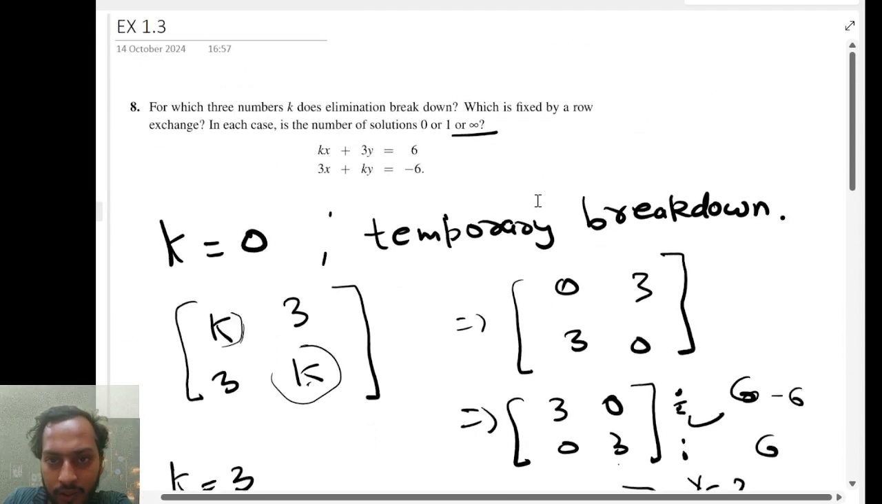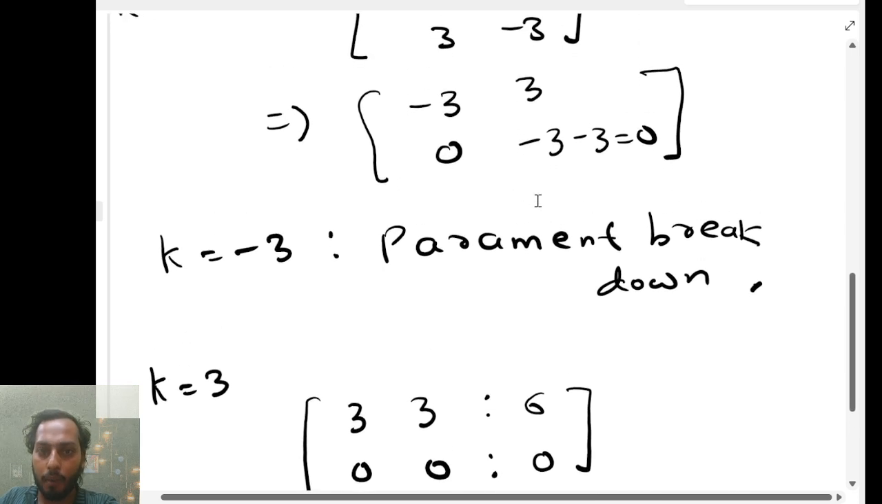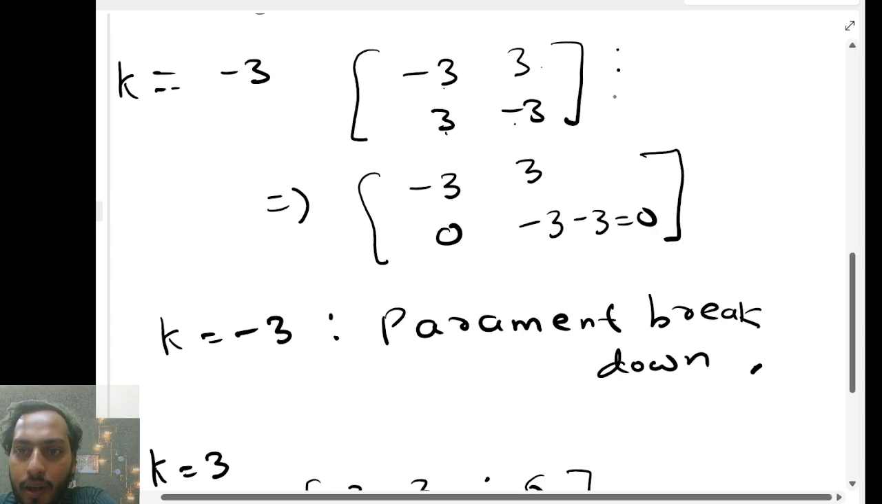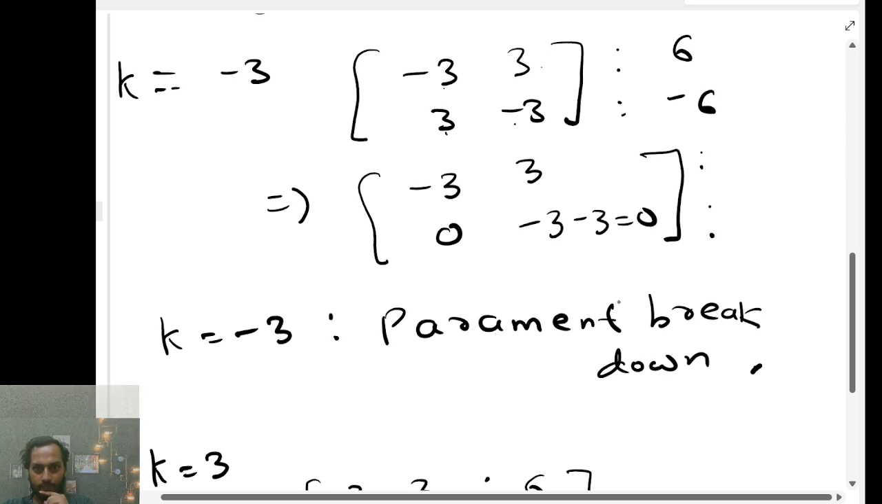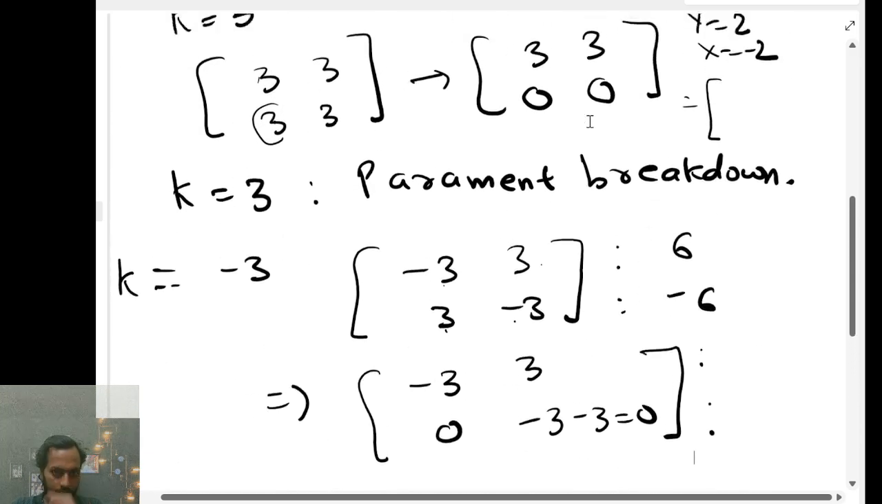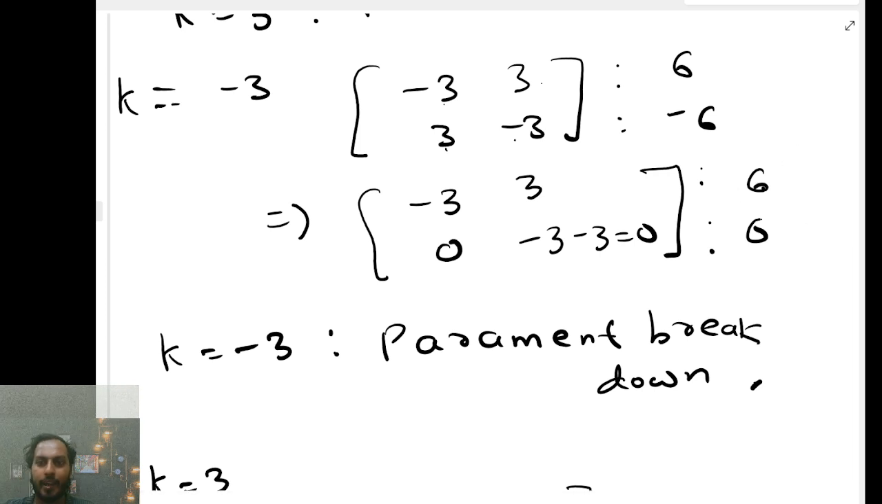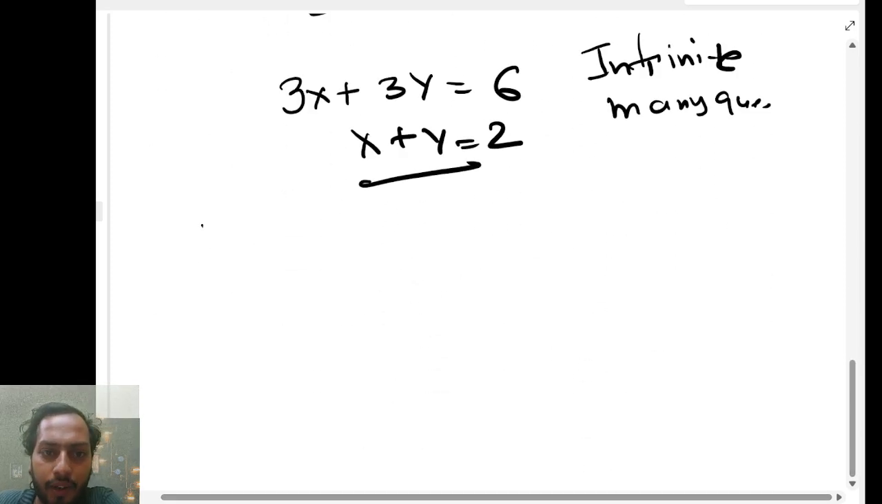Similarly, you can do the third one, and I think you can do it on your own. If it would be minus 3, that is my system of equations, that is the permanent breakdown again. If it is minus 3, I am getting the equation minus 3, 3, minus 3, and this. My augmented matrix is 6 and minus 6, but how am I subtracting here? I am subtracting both. So it's 6 minus 6, it will create 6 here and it will create 0 here. If you follow the same thing on the right-hand side, again there would be infinitely many solutions. Is it okay? Again, for k equal to minus 3, the solution would be infinitely many, right?